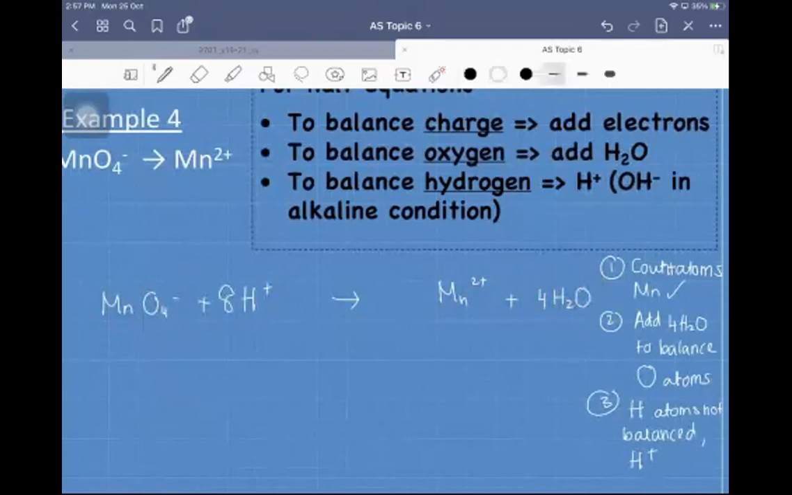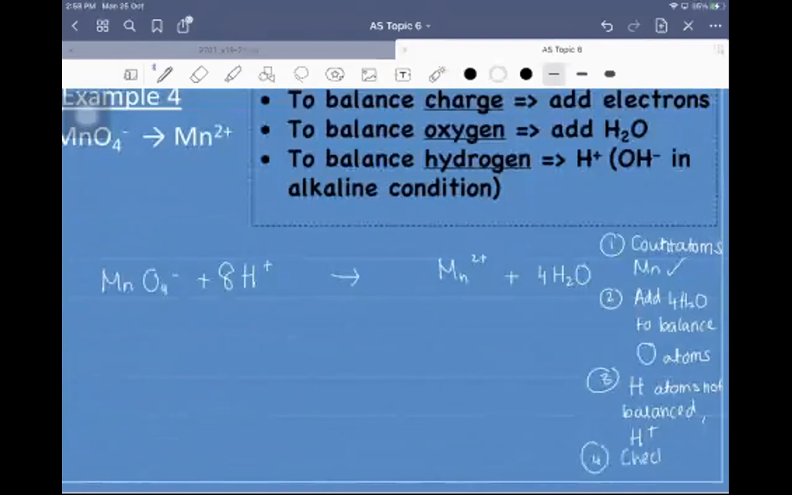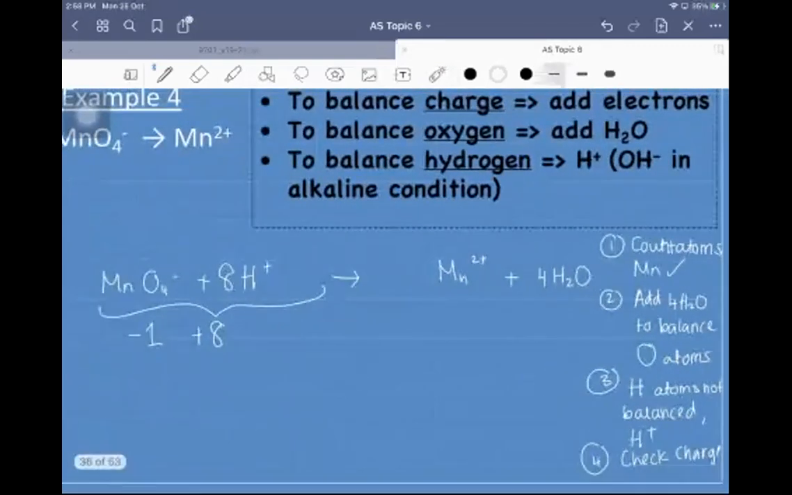Atoms done. Lastly, check charge. We'll start on the left. On the left, I have -1 plus 8 times +1. So that means -1 plus 8. So in total, that is +7. Whereas on the right side, I've got +2. H2O is neutral, +0. If I total this, +2. +7 on the left side, +2 on the right side, that means it is not balanced yet.